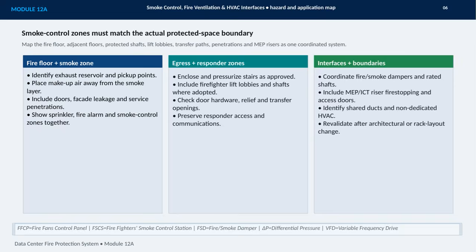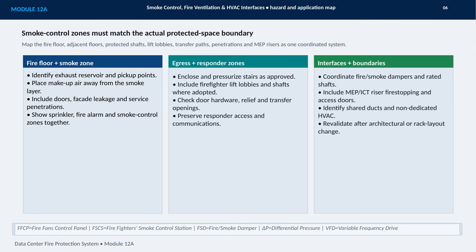This slide establishes the central coordination rule for smoke control design. The smoke control zones must match the actual protected space boundary. That means mapping the fire floor and smoke zone together with adjacent floors, protected shafts, lift lobbies, transfer paths, penetrations, and MEP risers. These elements should be treated as one coordinated system, not as separate drawings.